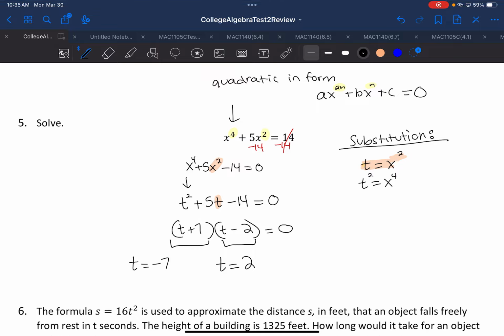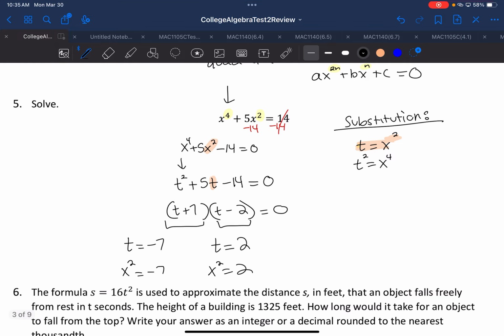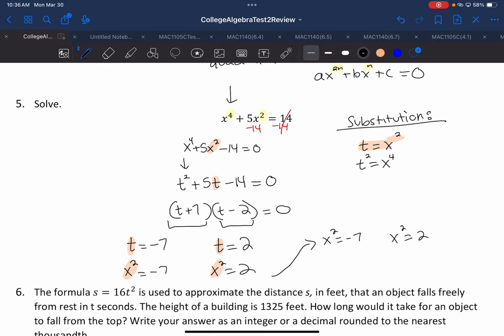And so the final step would be to back substitute. I said t was equal to x squared. So I need to put x squared back for t now, and finish solving these. So I'm going to go up here. So for x squared equal to -7 and x squared equal to 2, now I would take the square root of both of these to finish solving for x, because I need to get rid of that exponent of 2.